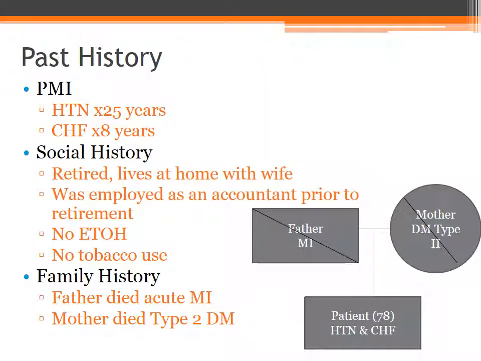When assessing the patient's medical history, three main aspects should be assessed: present medical history, social history, and family history. In this case study, the patient has had hypertension for 25 years and congestive heart failure for 8 years. As we will see in the next slide, the patient is taking medications to maintain these illnesses from worsening, but his physical assessment and further evaluation of the patient may point to signs and symptoms of these illnesses.